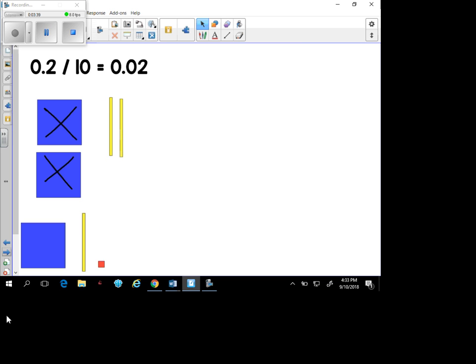Oh no, what did I do? Oh, there we go. All right. So I'm going to start with the 2 flats. I'm going to restart. I'm sorry. 2 flats are the 2/10, and I want to know what 10 times less is. So in order to find the answer to this problem, I'm going to split the 2/10 into 10 equal groups. Watch as I do this.